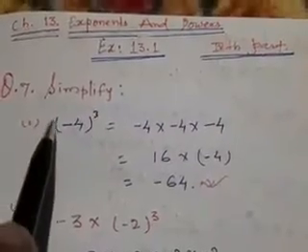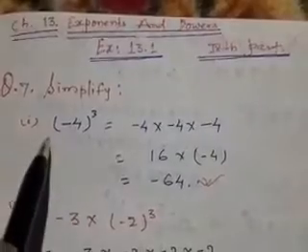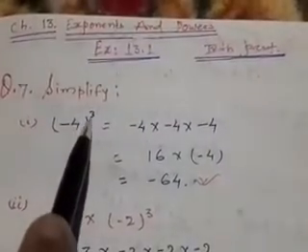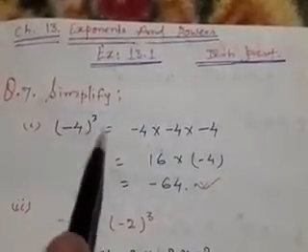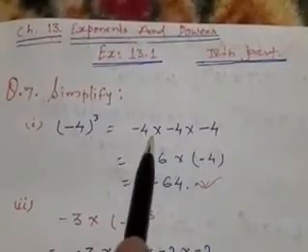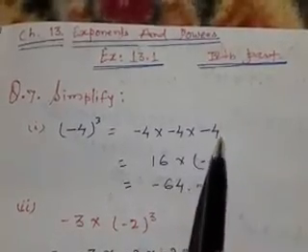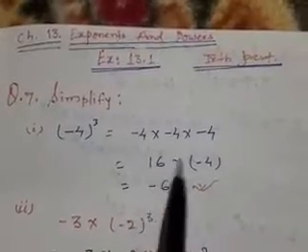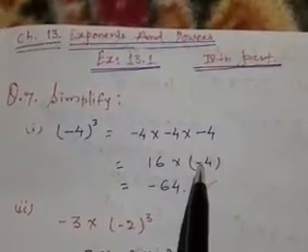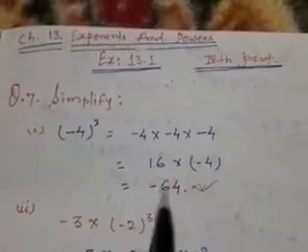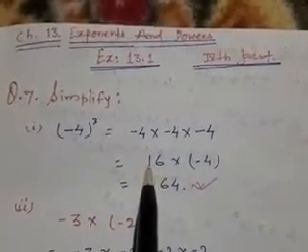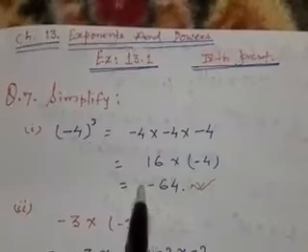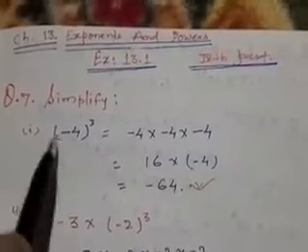Question number 7 is to simplify. First is minus 4 to the power 3. When we expand it, we write minus 4 multiply minus 4 multiply minus 4. Minus 4 multiply minus 4, it becomes plus 16 multiply minus 4. When we multiply plus into minus, it becomes minus 16 4s are 64. So minus 64 is the answer.